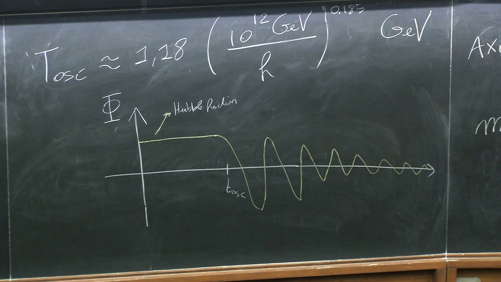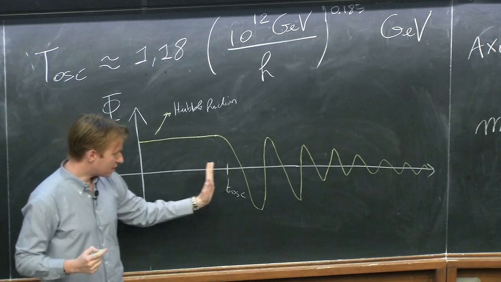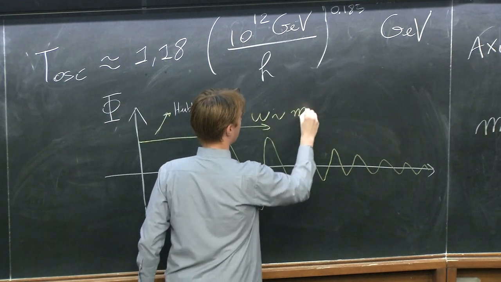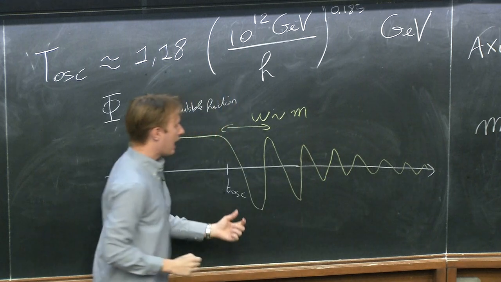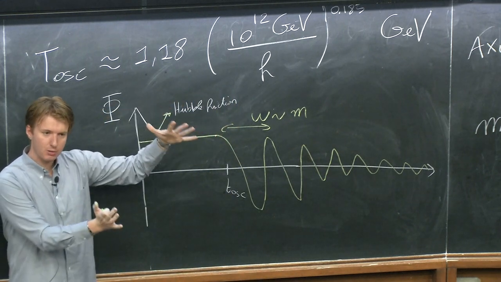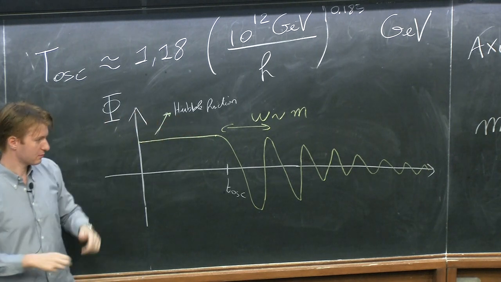It doesn't move all the way to a given temperature because of the effect of Hubble friction. Below that temperature, the oscillations can begin. And you see this oscillation. And by the way, the frequency of this oscillation is the axion mass. And the reason why the amplitude gets damped with time is because there is a friction, Hubble friction.